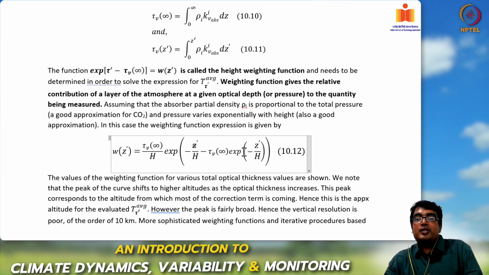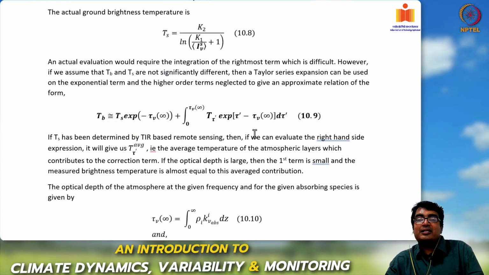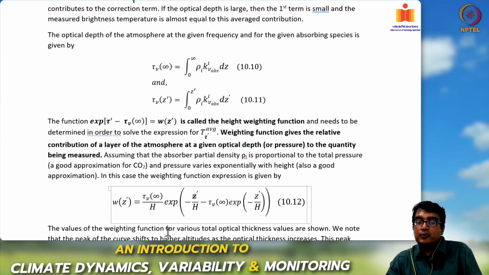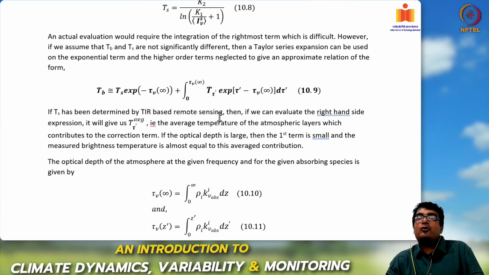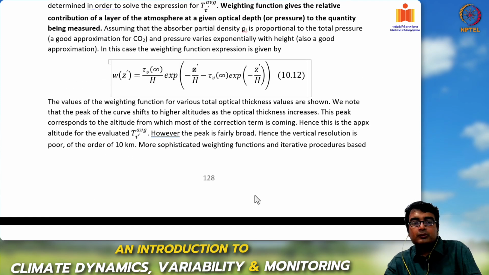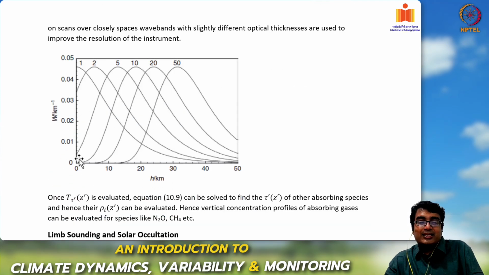So this expression can be put here, and this expression can be evaluated explicitly, because now we have all the terms we need. We know the optical depth, we know the scale height of the atmosphere, so we can integrate this to get the T tau prime average. And the weighting function itself can also be plotted with respect to z. So here, this is what we have done. This is the weighting function.